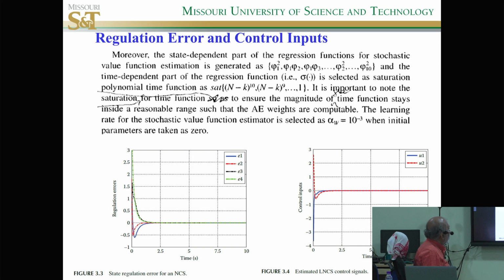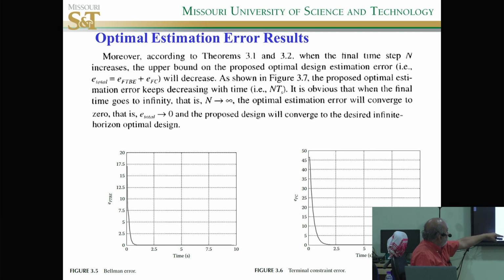Okay. So here you see that the regulation errors converge, the control inputs go to 0, and look at how quickly they converge. So basically it learns pretty quickly, very fast. Okay. And you see that there are two errors. One is the Bellman error. The other one is the terminal constraint error. It also goes to 0. So the total estimation error is basically the Bellman error as well as the terminal constraint error. And when n goes to infinity, that means that the final time is stretched to infinity. That means it becomes finite horizon.